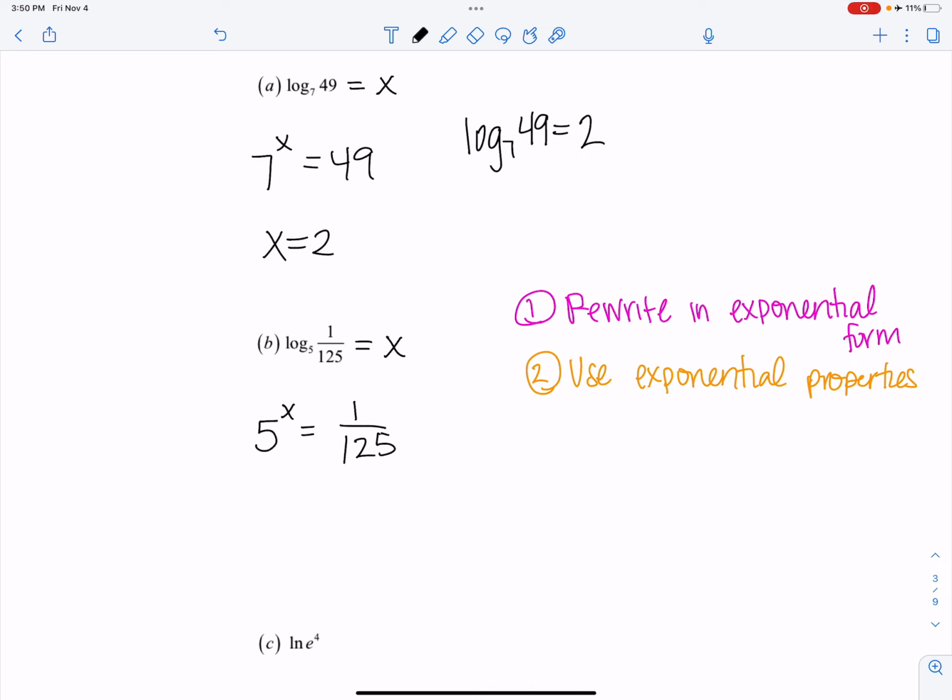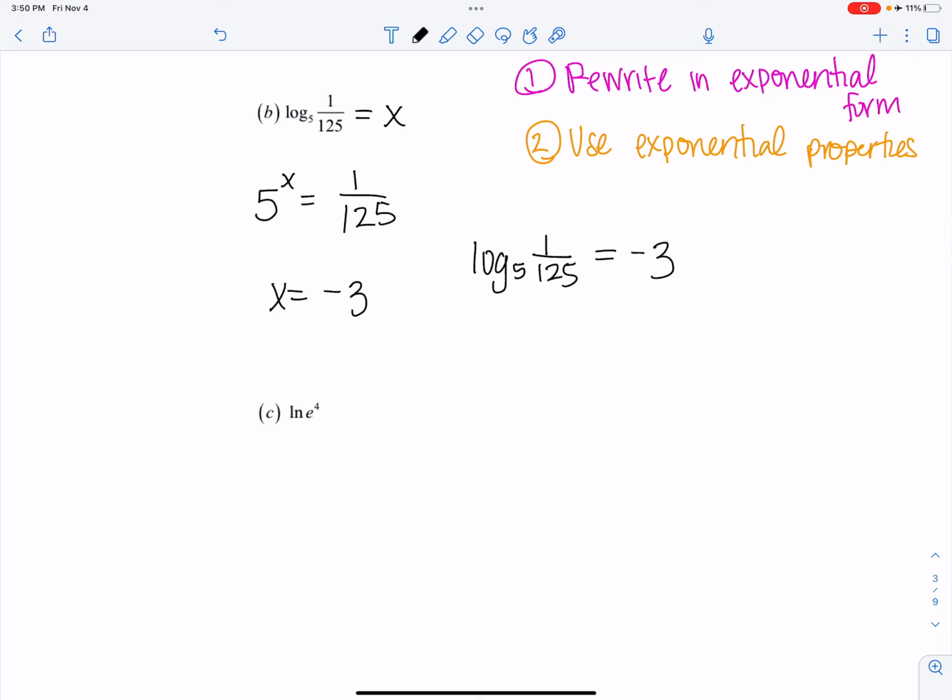So now I'm thinking, what power do I need to turn 5 into 1 over 125? The first thing I think is it's going to be a negative exponent because it flipped that 5 to the bottom of the fraction. Now, how does 5 get to 125? 5 times 5 is 25, and 25 times 5 is 125. So that was 3. X is negative 3. What does that tell me? That tells me that log base 5 of 1 over 125 is negative 3. That's its value.